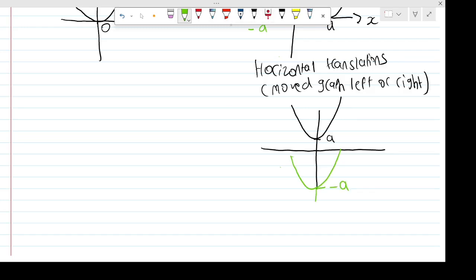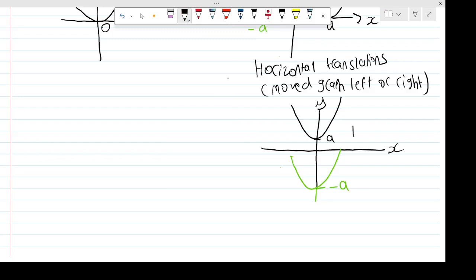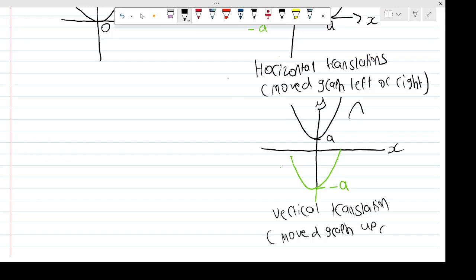So if it's moving up or down, you're moving it up and down the y-axis. And if I label my axes here, y and x, the y-axis is upwards, so it's a vertical translation that time. And again, what that means is move the graph up or down, essentially. And that means up and down the y-axis, because that's where y acts.